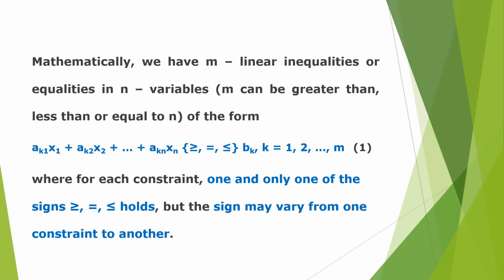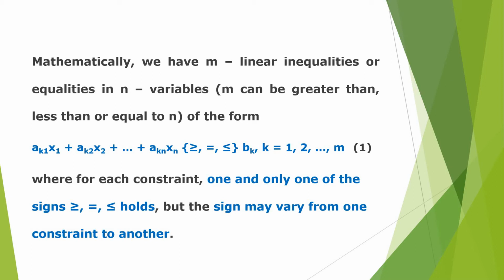Mathematically, we have m linear inequalities or equalities in n variables. m can be greater than or equal to n. That means inequalities or equalities may be more than the number of decision variables. So the general form is given by ak1x1 plus ak2x2 up to aknxn, may be greater than or equal to, or less than or equal to bk, where k runs from 1 to m.